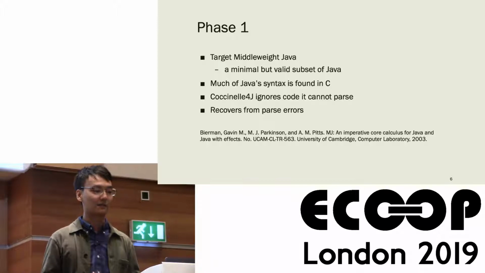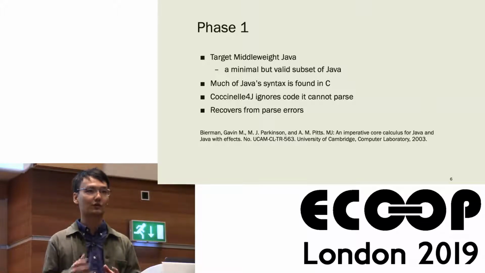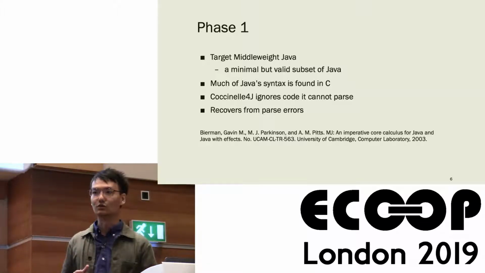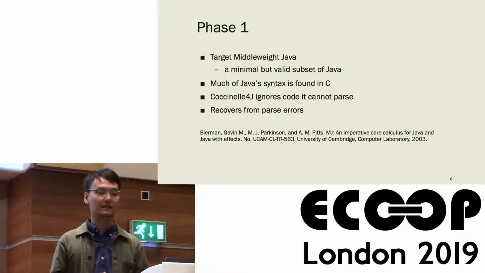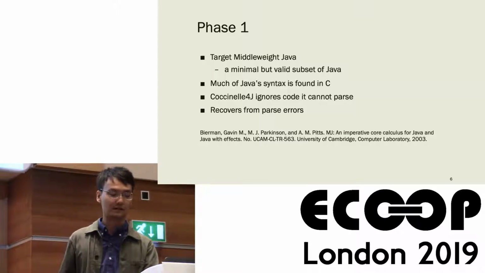One observation we made is that much of Java's syntax is already found in C, so actually without any changes, Coccinelle can already parse a very small subset of Java programs. Furthermore, Coccinelle ignores code that it cannot parse, it recovers from parse errors, and it skips code that it cannot transform, moving on to code that it can handle. And this allows us to implement our features on top of Coccinelle in an incremental manner, as we could simply ignore the parts that it still didn't work on yet.